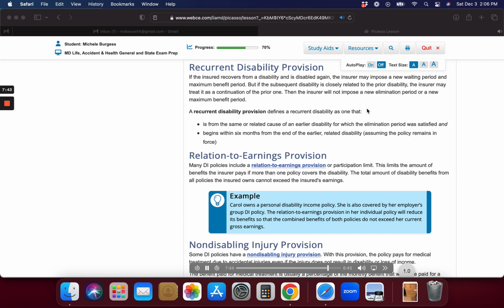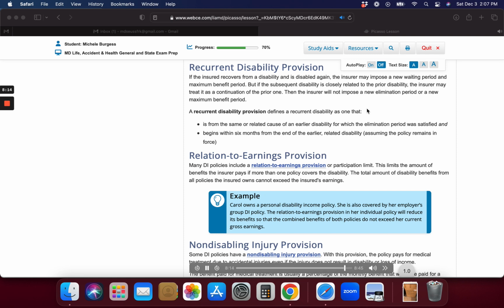For your review: illness-related disabilities arising before the probationary period ends are not covered, even after the probationary period expires. Accident-related disabilities are exempt from the probationary period and are covered from the moment the policy is issued. A longer elimination period reduces the premium on a DI policy. The benefit period ends when the insured's disability ends or the policy's maximum benefit period ends, whichever comes first.